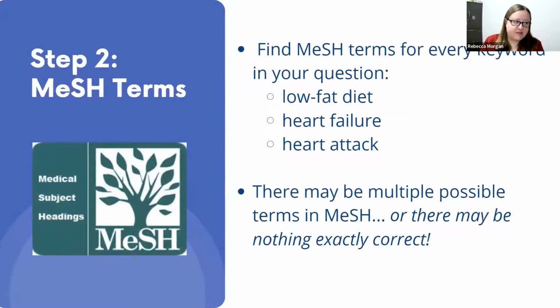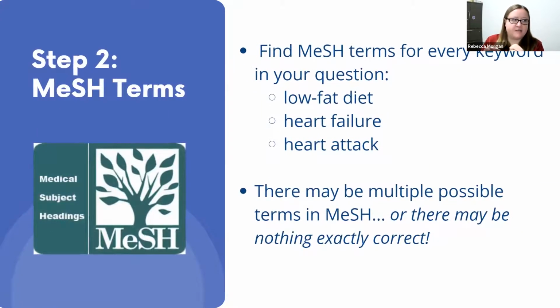Okay, so in step 2, now that we've talked about what MeSH terms are, we have to actually go and find them. So what you should do is, now that you've identified your keywords in step 1, you need to go and actually find the MeSH equivalent for each of the terms. So in our case, we have low-fat diet, heart failure, and heart attack. It's always good to remember that there can possibly be multiple MeSH terms that might be useful. So don't always just find one and think you're done.